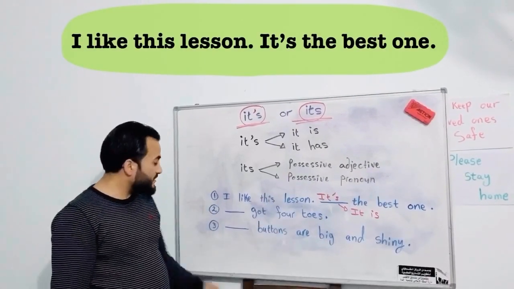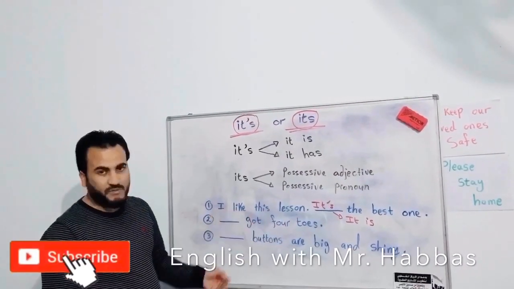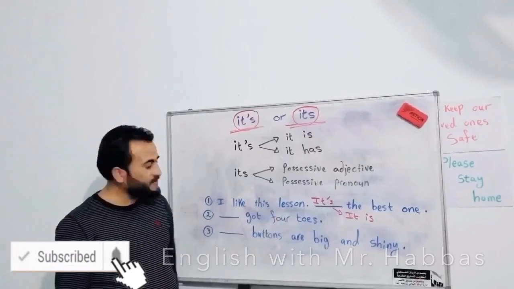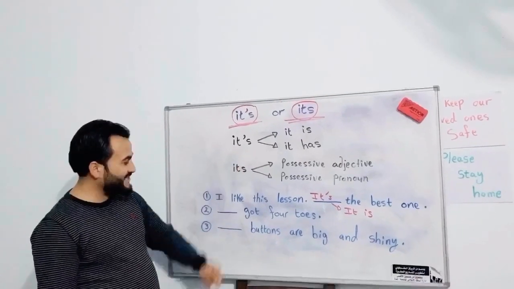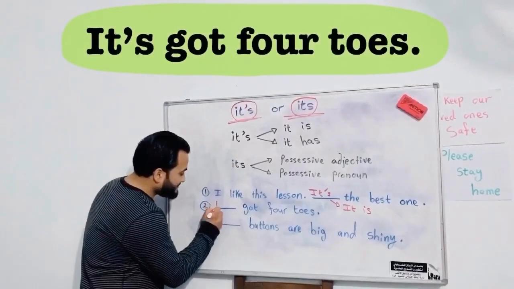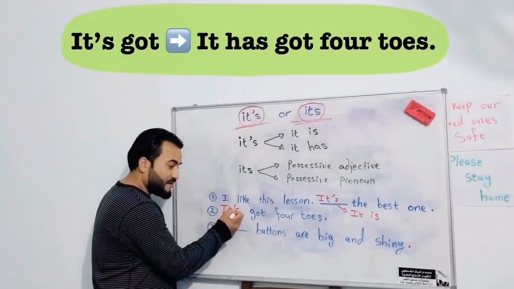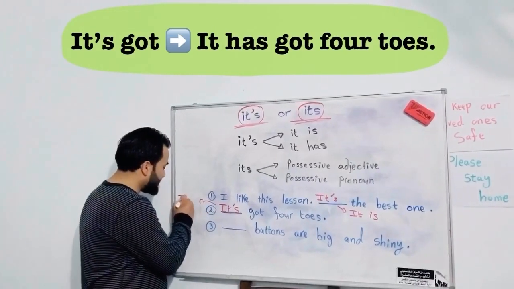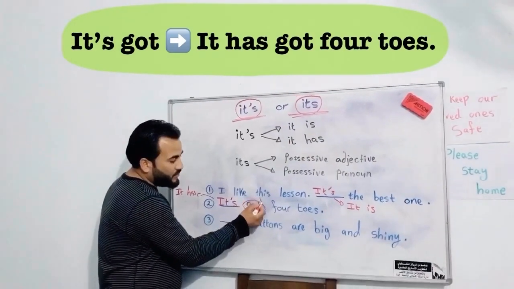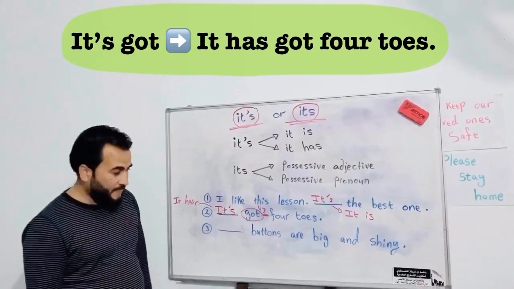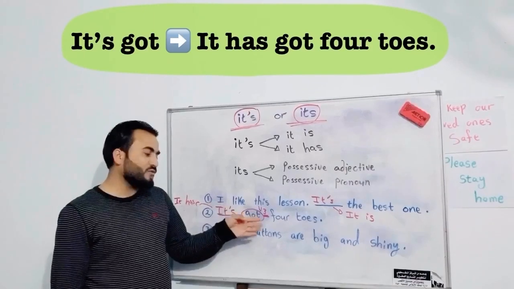The lesson, okay? Number 2: it's got 4 toes. Here, maybe we are talking about a dog, okay? So what do you think? It's or its? It's got 4 toes. With apostrophe, it has got 4 toes. Very nice. So here, the answer is it's with an apostrophe. So, it has. Especially with the past participle, the verb 3, okay? So here we have present perfect, okay? It has got 4 toes.